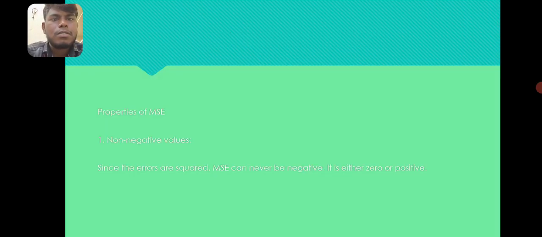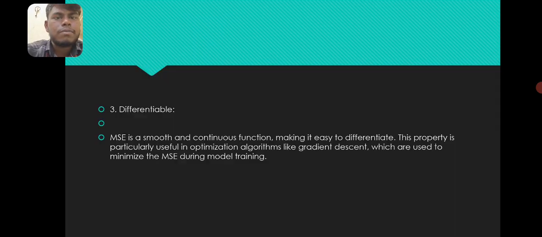Properties of MSE. Non-negative values: since the errors are squared, MSE can never be negative. It is either 0 or positive. Differentiable: MSE is a smooth and continuous function, making it easy to differentiate. This property is particularly useful in optimization algorithms like gradient descent, which are used to minimize the MSE during model training.